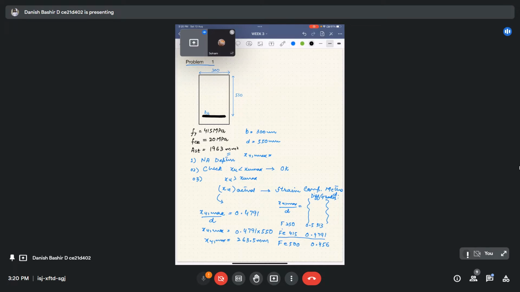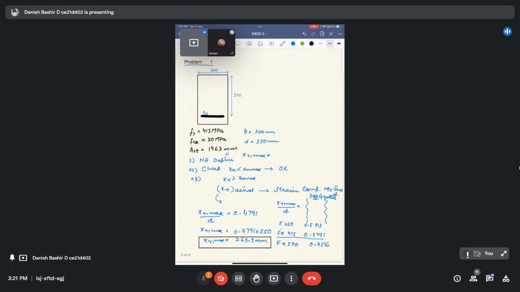That's the first step we have to do. We got the value of maximum neutral axis depth. This is the value. If our neutral axis goes beyond it, our section will turn into an over reinforced section. If the XU is less than this, it will be this. So we have to go for XU. Now we have to calculate neutral axis depth.